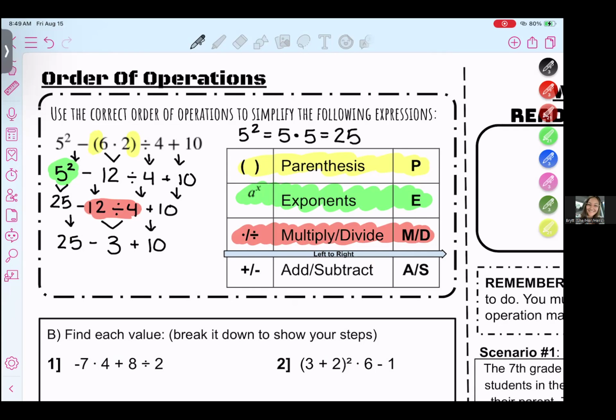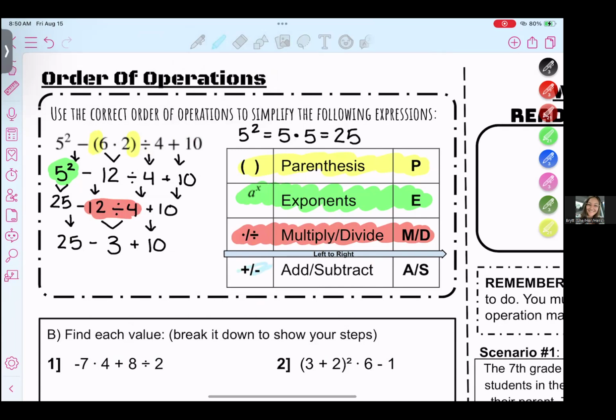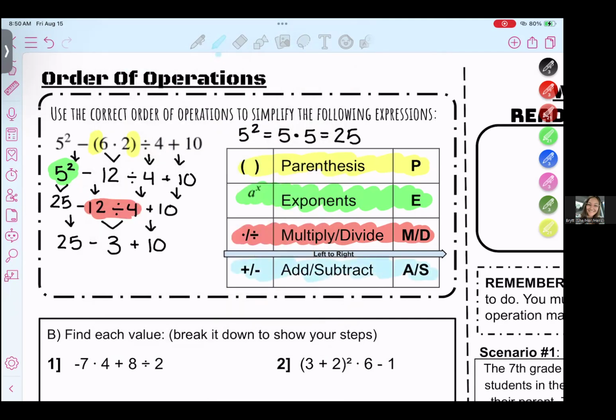I don't have any more multiplication or division, so that leaves me on my very last step, which is addition and subtraction. So this is also a left to right because I have two things I can do here. Now, in my PEMDAS over here, it says addition first. That doesn't mean I always do addition first. I do what's first in my equation. So left to right in my equation, what comes first? Subtraction. So that's what I'm going to do first.